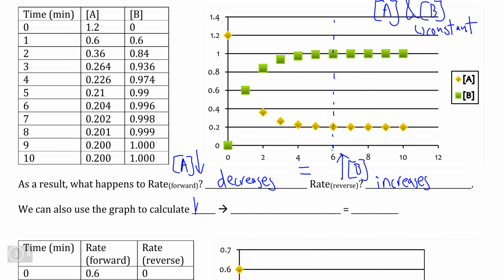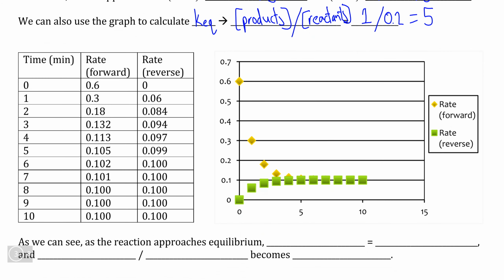Now, we can use this graph here to actually calculate the value of KEQ, our equilibrium constant, which we know is the concentration of all of our products divided by the concentration of all of our reactants, which are simply the concentration of B divided by the concentration of A. If we see on the graph here, the concentration of B at the equilibrium point is 1 mole per liter, and the concentration of A at our equilibrium point is 0.2 moles per liter, which comes out to being 5.